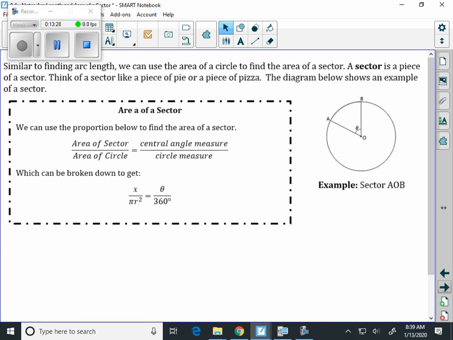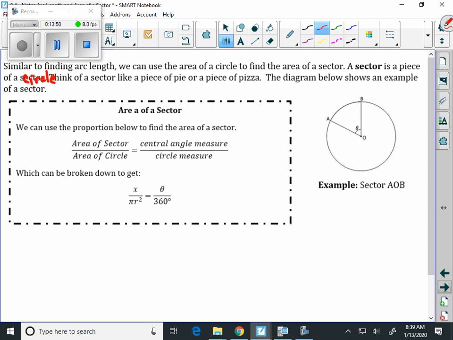So similar to finding arc length, we can use the area of a circle to find the area of a sector. And a sector is a piece of a circle. A piece of a circle. And you think of it like a piece of pizza or a piece of pie. The diagram shows an example of a sector.